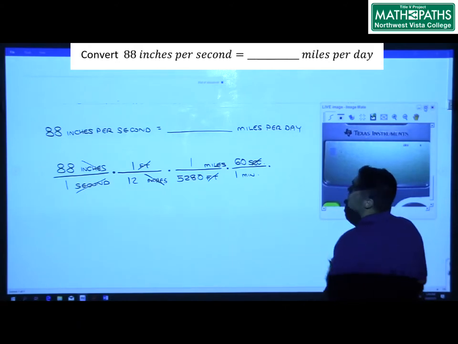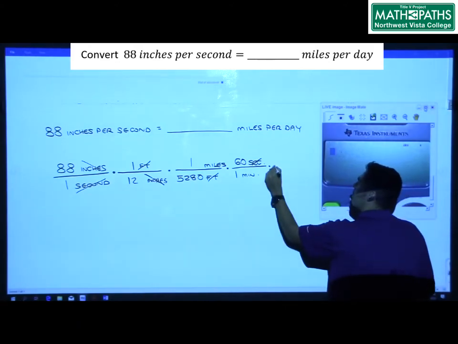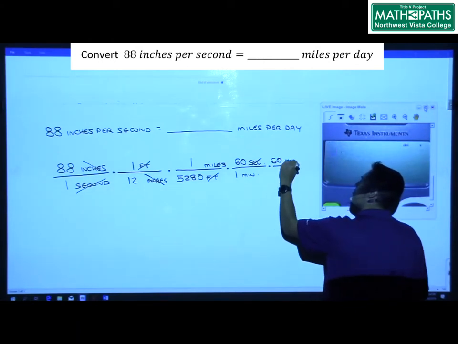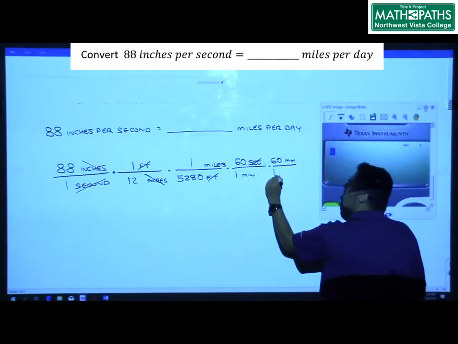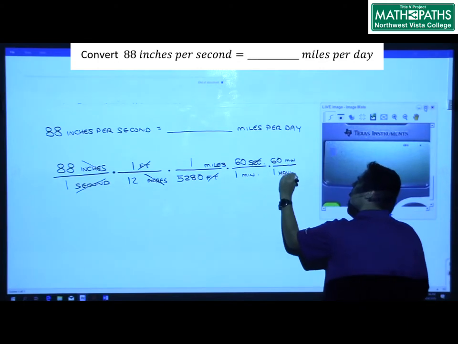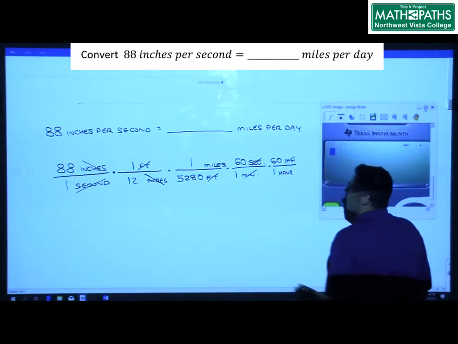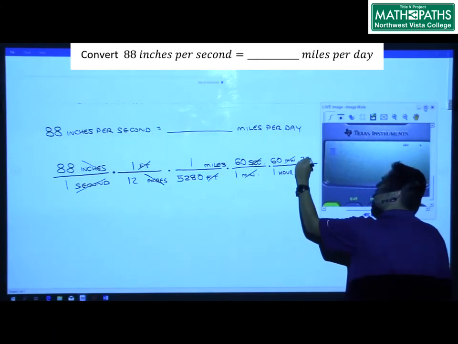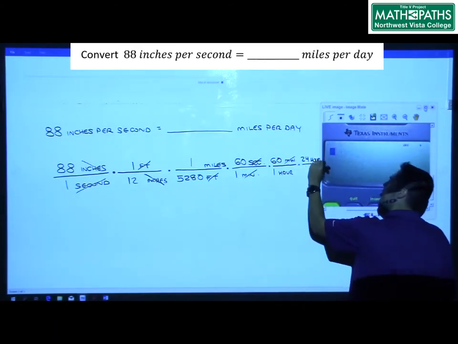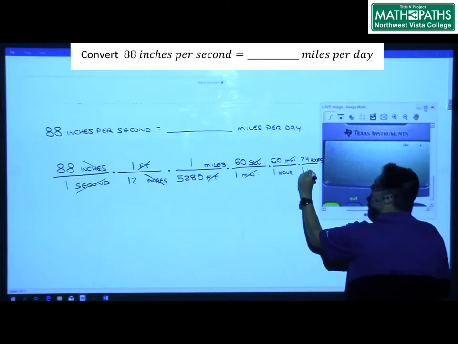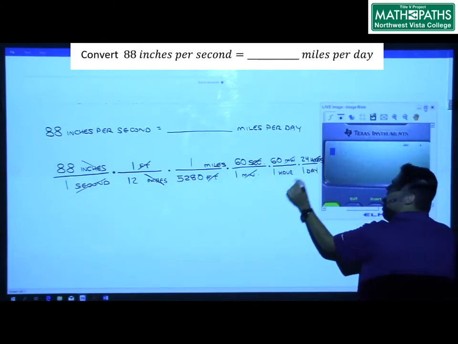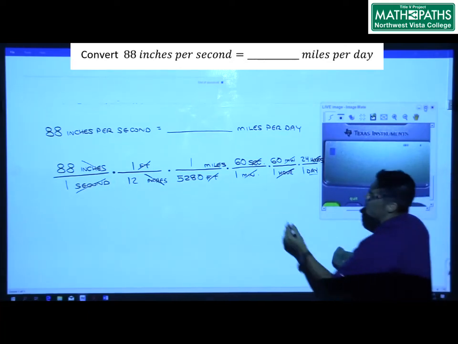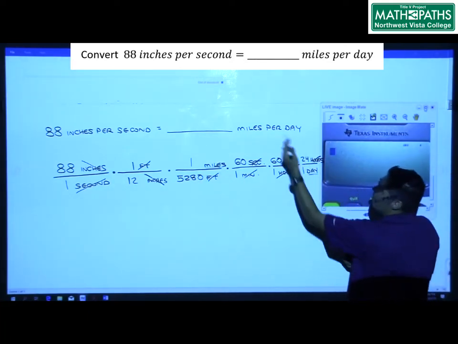Remember, I'm trying to get to days. So what do I know about minutes? Well, I know that there are 60 minutes in 1 hour. Again, I want the minutes on top so it'll cancel. And then finally, I know that there are 24 hours in 1 day. So my hours will cancel, and I will be left with days. So my units here at the very end are miles over days, or miles per day.